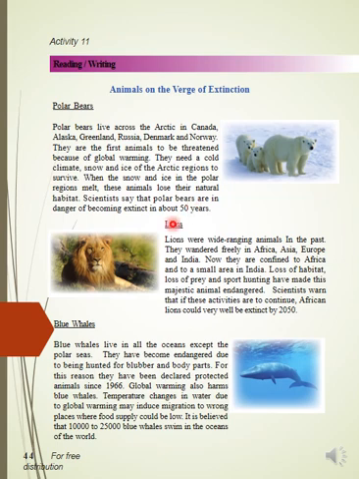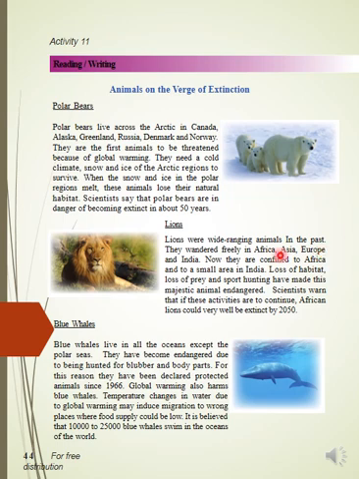Lions. Lions were wide-ranging animals in the past. What is wide-ranging here? Far-reaching. They wandered freely in Africa. Wandered means walked aimlessly. They wandered freely in Africa, Asia, Europe, and India. These are the places where these lions walked freely. Now they are confined to Africa and to a small area in India. What is confined here? Limited. Now lions are limited to Africa and a small area of India.